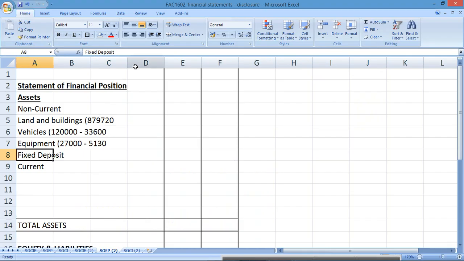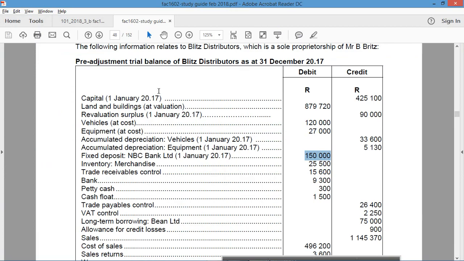$150. Trade receivables is another name for debtors. You missed one: inventory. Inventory is a current asset. Good.